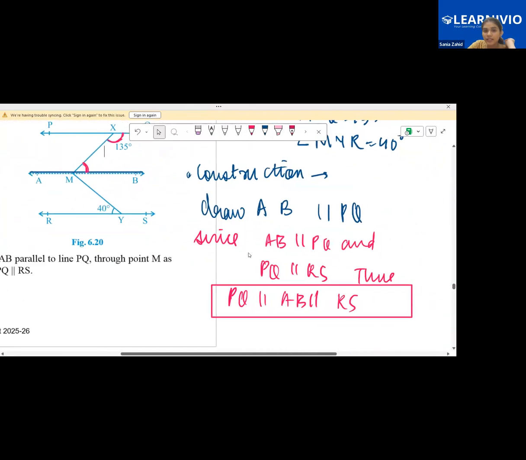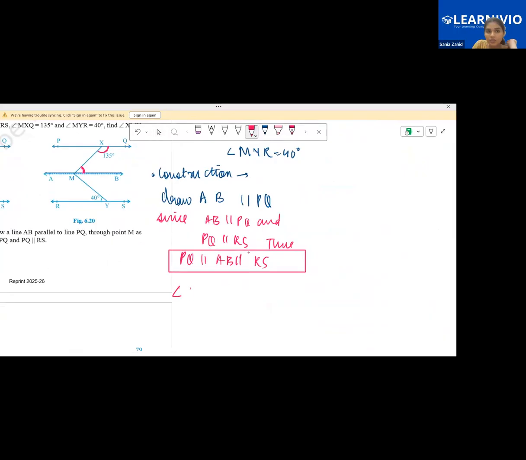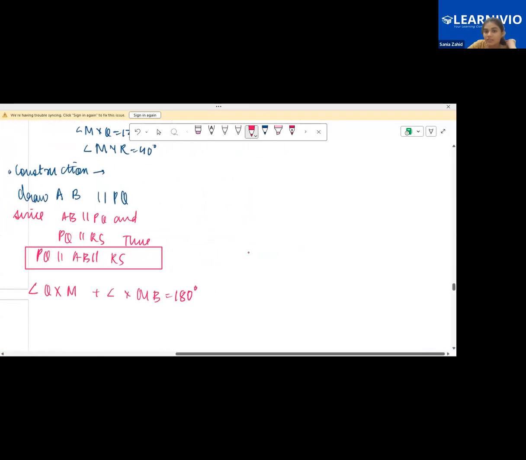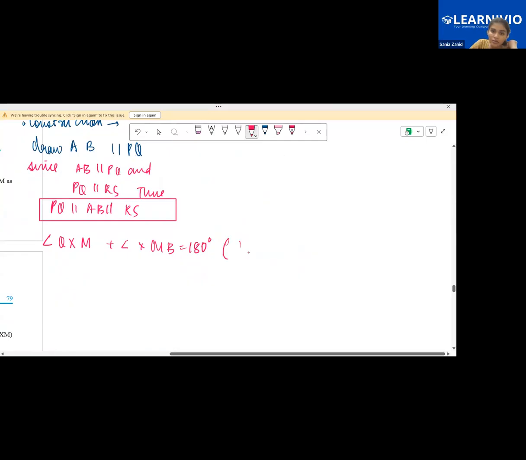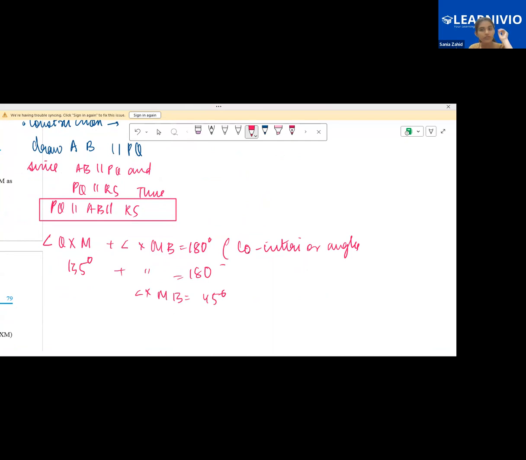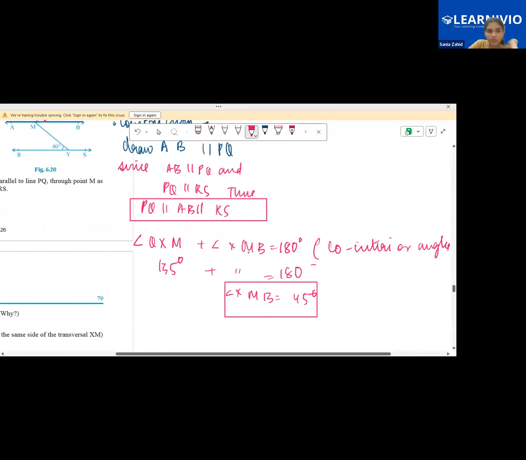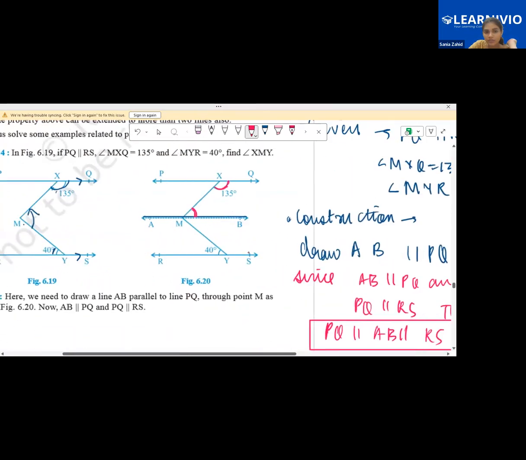So what we will write is, now we will write our solution this way: angle QXM plus angle XMV is equal to 180 degrees. And what is the reason? The reason you'll write down in the bracket: they are co-interior angles. So this is 135 degrees plus something is 180. You write the whole thing. So angle XMV is 45 degrees. I just subtracted, so I got 45 degrees. So this is another part that I got. So you just write down, this is 45.